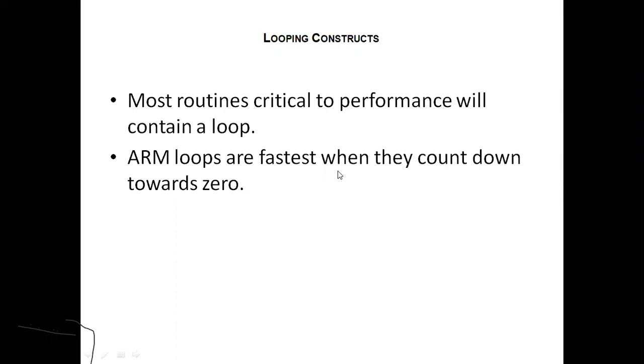Otherwise, if you count from 0 to n, they become slower. That is the point: most routines critical to performance will contain a loop, and these loops are faster when they count from n to 0.